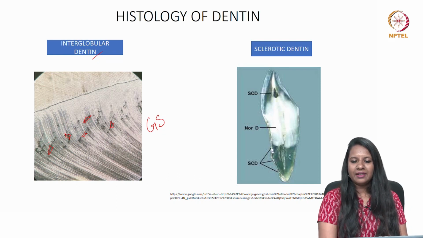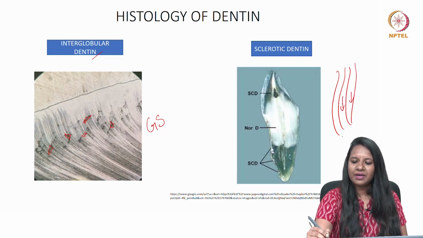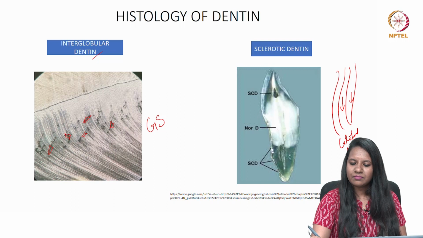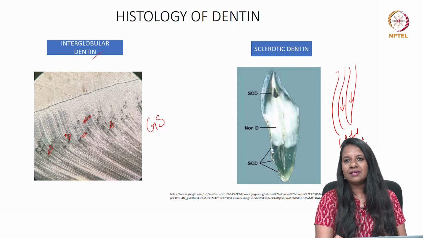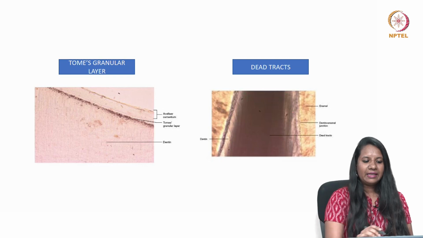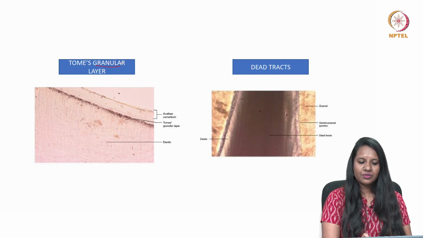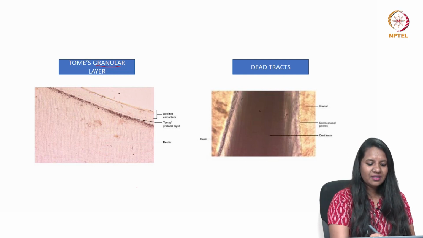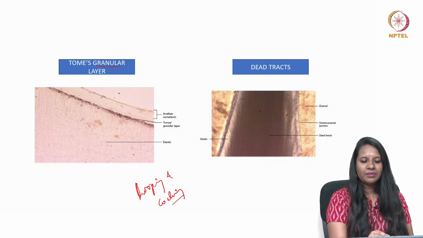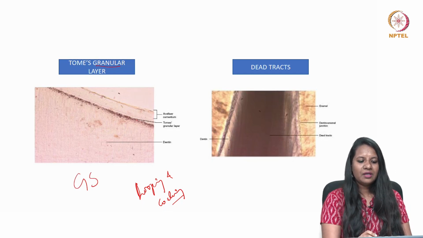And then sclerotic dentin, when the dentinal tubules are filled with calcified material, it will appear sclerotic and it is most commonly seen in old age people. Tomes' granular layer. The name suggests granular, but it is not the exact granule present over there. It is just the looping and coalescing of terminal branches of dentinal tubules that in ground section appear as a granular layer, hence it is termed as Tomes' granular layer.